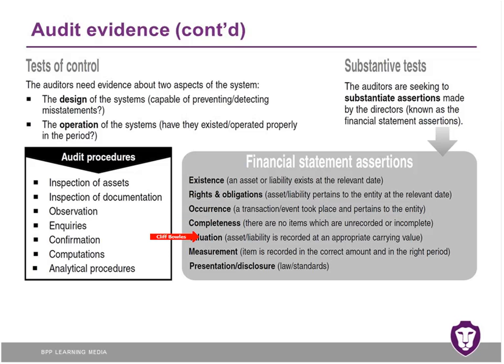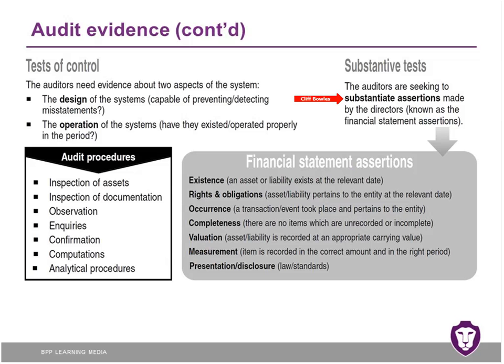And if we value something, like we value inventory, it's appropriate carrying value. If we measure something, if we disclose something. So every time somebody gives an auditor a set of data, those statements have a set of assertions in them. So you need to understand this word assertions. What auditors do is they try and substantiate these assertions.